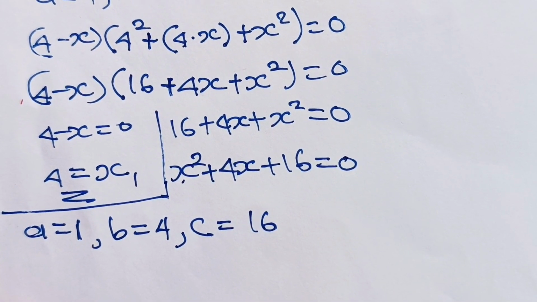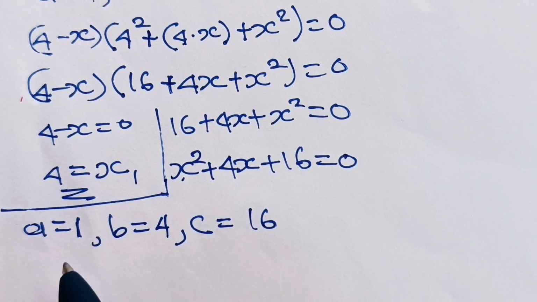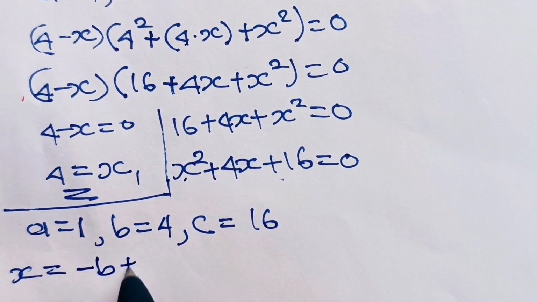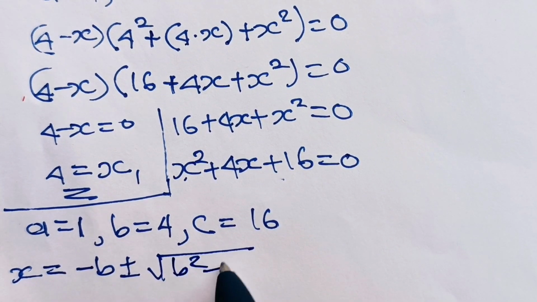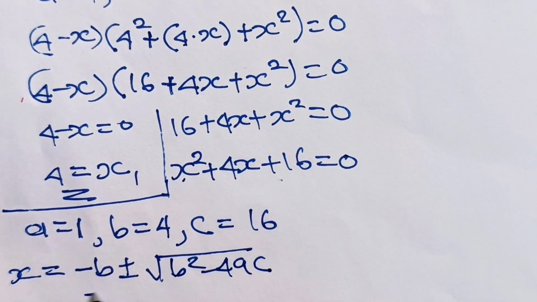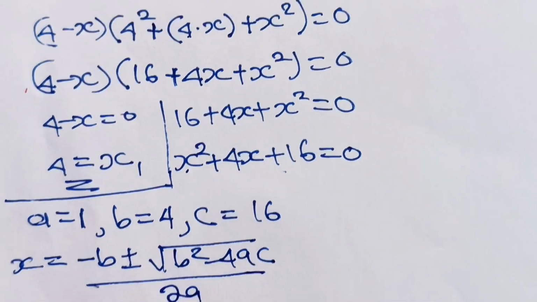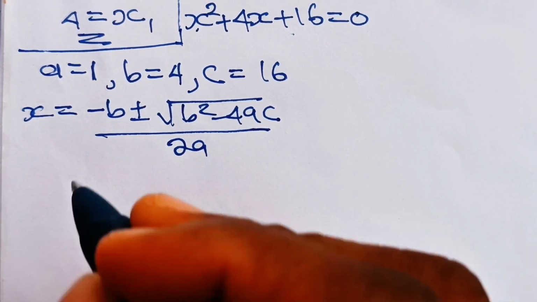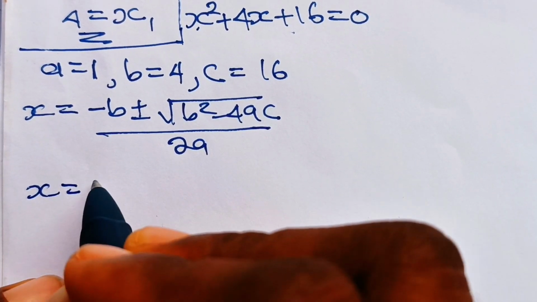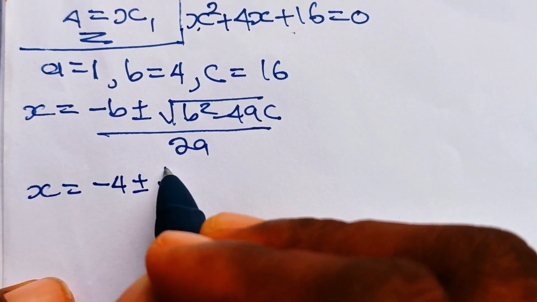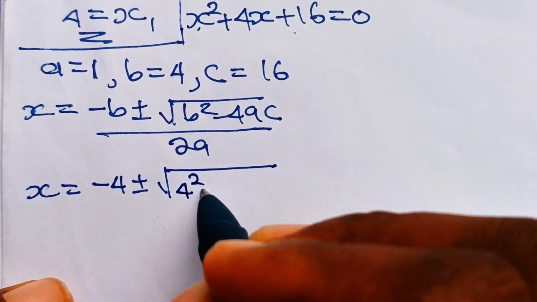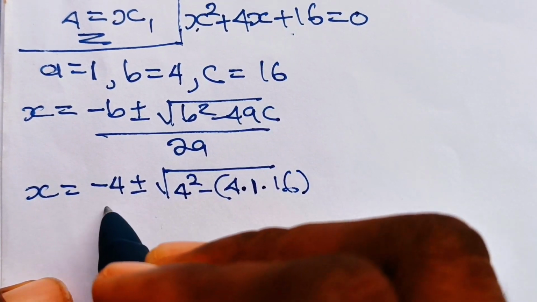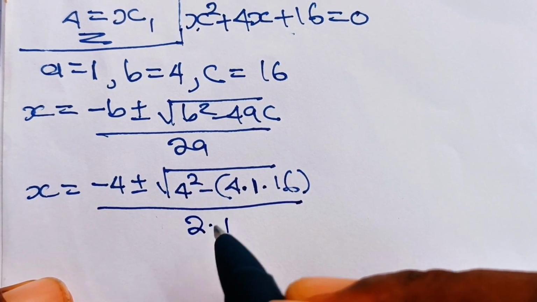Now, using the quadratic equation formula, which says that x, that is the x we are looking for here, is equal to minus b plus or minus square root of b squared minus 4ac, everything divided by 2a. So that simply means that let's substitute these values into this place. So our x is equal to minus 4 plus or minus square root of what? 4 squared minus 4 multiplied by 1 multiplied by 16, everything divided by 2 multiplied by 1.